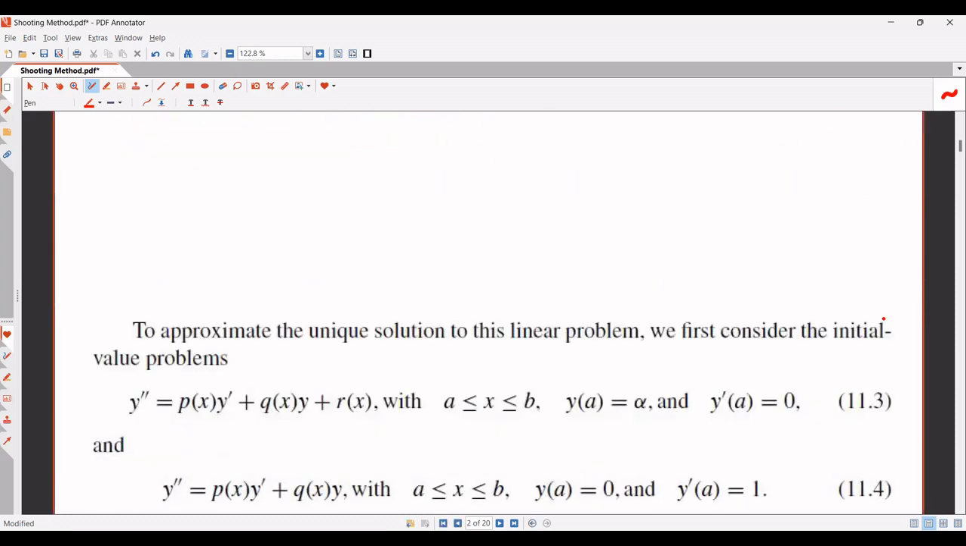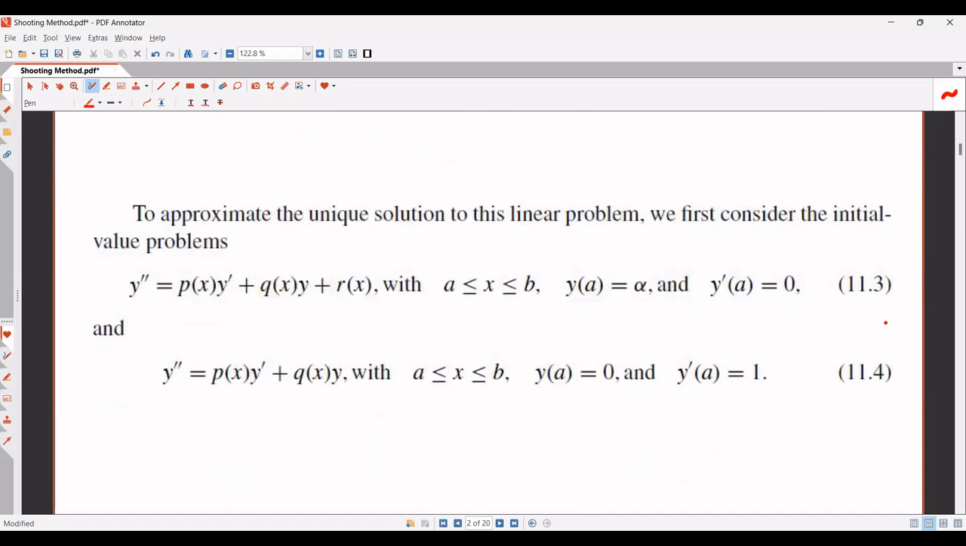Now, what shooting method does is split the original boundary value problem into two different problems, both of which are initial value problems. So you have one boundary value problem, you split it into two different initial value problems. Both of these are initial value problems.